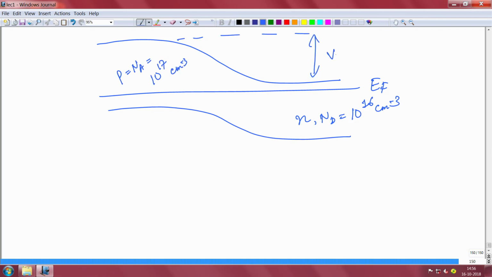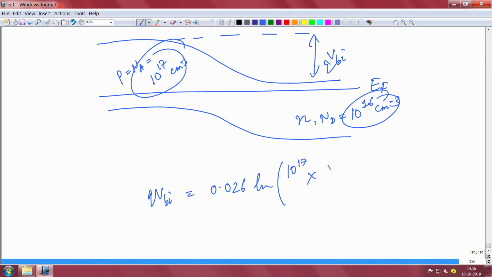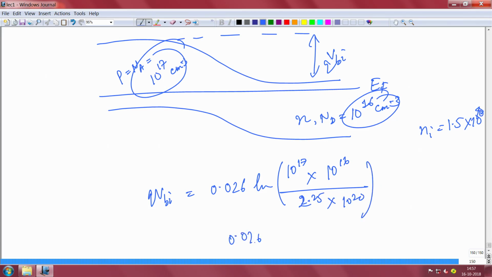Then this built-in voltage will be given by kT, which is 0.026 at room temperature, ln Na into Nd, which is 10 to the power 17 into 10 to the power 16, the doping, by Ni square. What is Ni? For silicon, if you remember, it's 1.5 into 10 to the power 10. So the square will be 2.25 into 10 to the power 20. So this will be 0.026 log of 10 to the power 13 divided by 2.25.